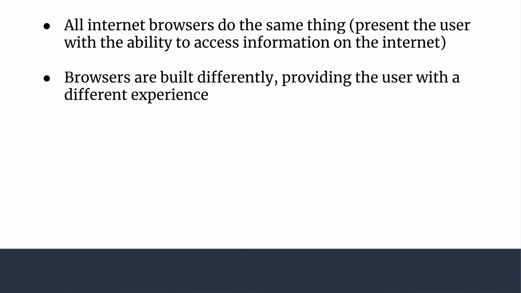So those are the four main internet browsers. There are some other internet browsers available that are open source, more like Firefox, that you could research and see if that's something you're interested in downloading and trying. But for the focus of this, I wanted to focus on the four most popular web browsers that you may be using. All internet browsers essentially do the same thing: they present the user with the ability to access information on the internet. But they're built differently, so you're going to have a different experience on each internet browser.